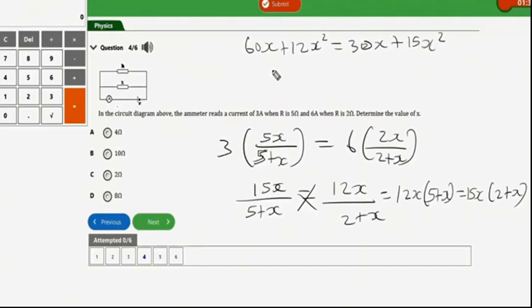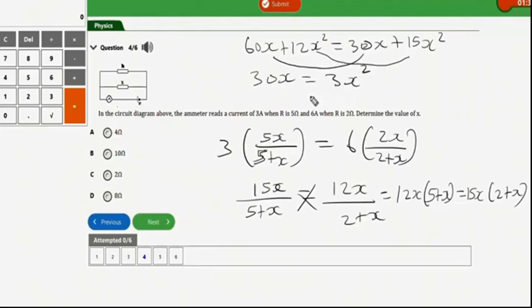Okay, so when you go like that, this will come over to this side and this will go over to this side. So you're going to have 60x minus 30x, 30x crossing over to the negative, equals, now we have 15x squared minus 12x squared, we're going to have 3x squared.